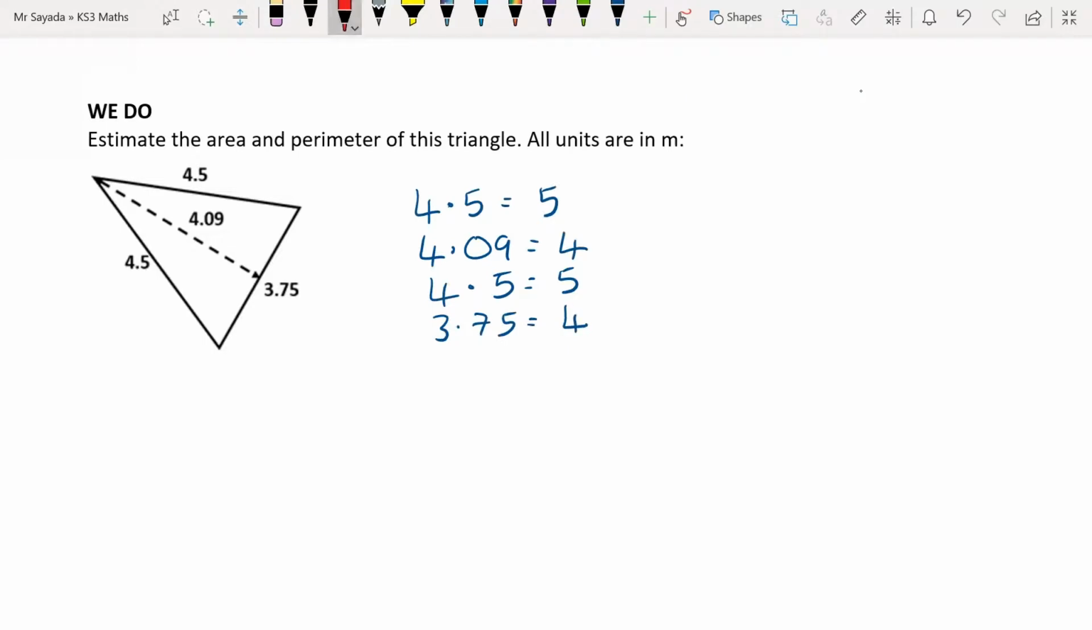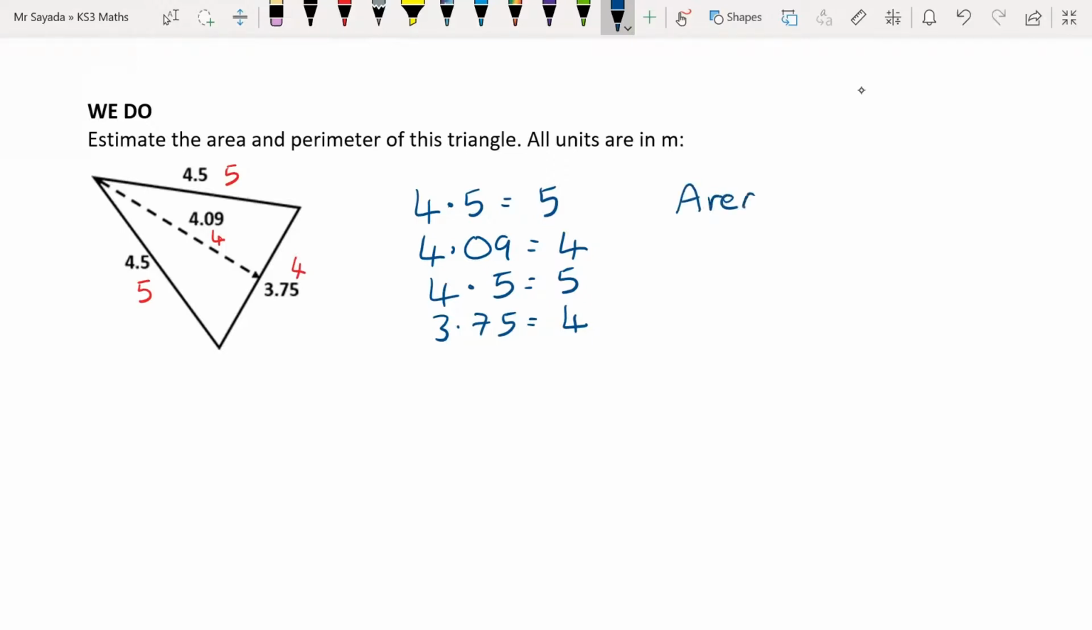What's the next step? Say your answer to the video. You should have said that I replace each number with the rounded value. And now, what's the next step? Say your answer to the video. You should have said that we now work out the area and perimeter in the normal way.